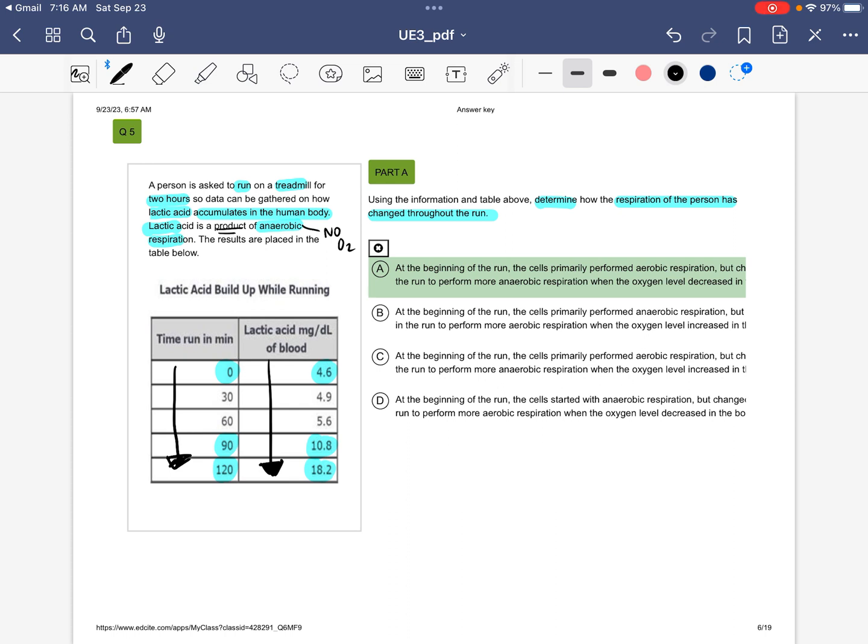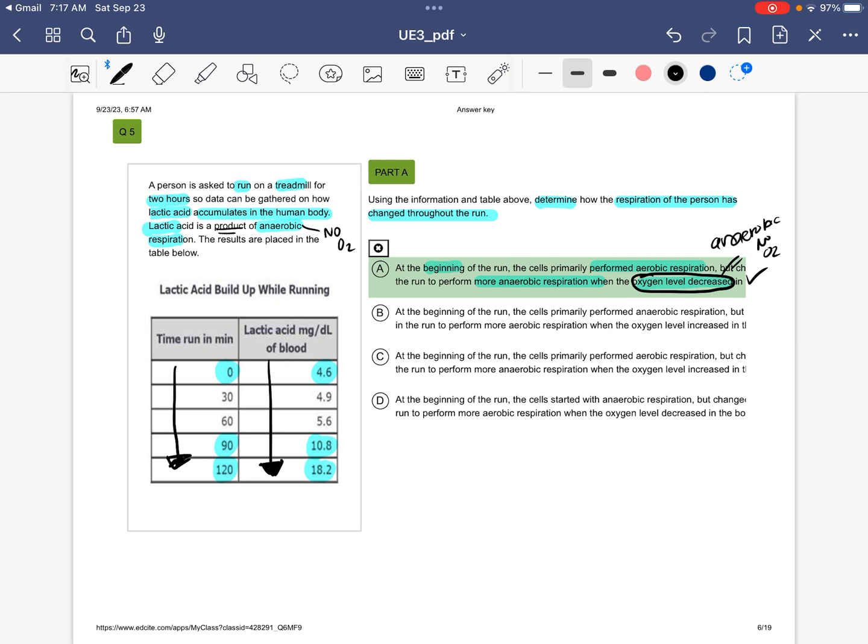So that's what we're trying to look at. At the beginning of the run, the cells performed aerobic respiration, but at the end of the run, anaerobic respiration when oxygen level decreased. We know that is definitely correct. You started off with aerobic because you're breathing correctly, but towards the end, your oxygen level does decrease, which equals anaerobic respiration. That is no oxygen, and it increases your lactic acid.